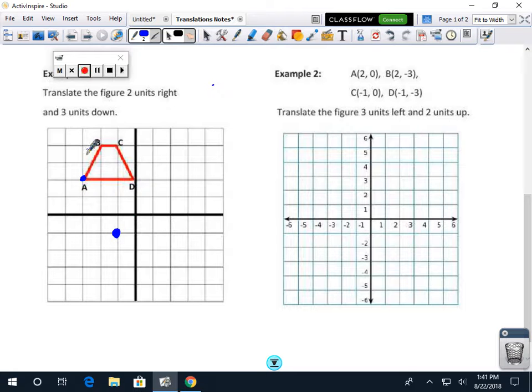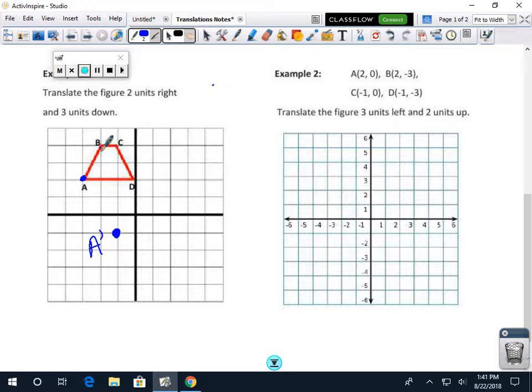Okay, the pre-image was A. So to notate the image, once we've translated it, I'm going to use A with an apostrophe. Okay, and the way that we read that is A prime. And that lets us know that we've translated the picture.